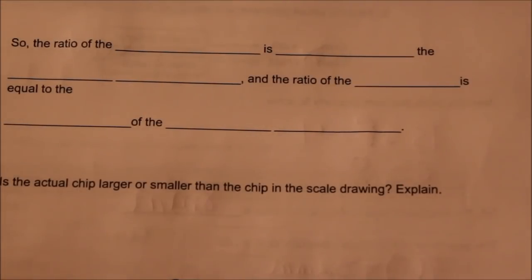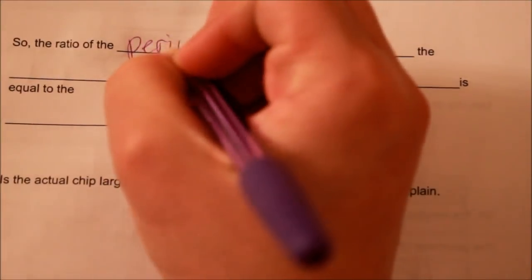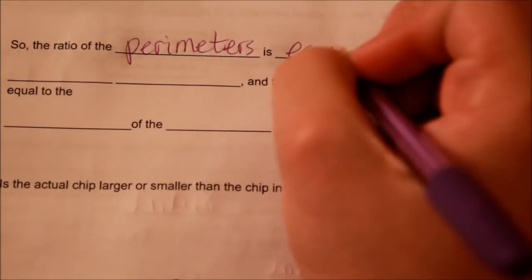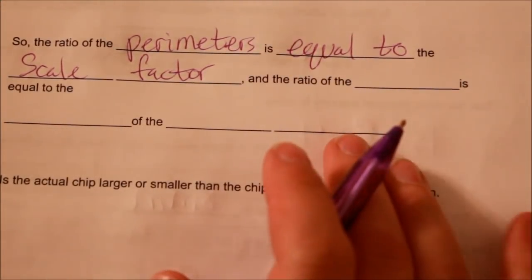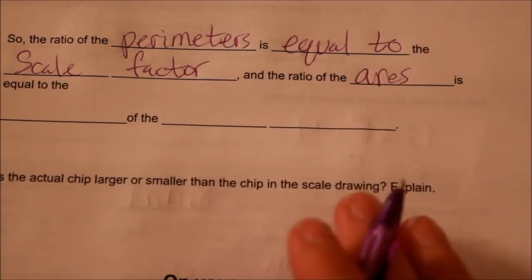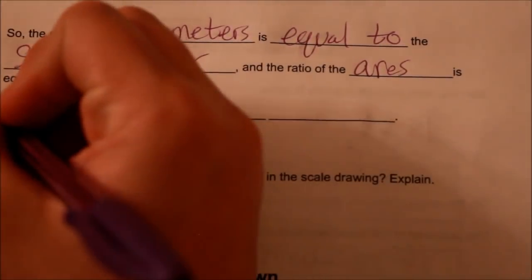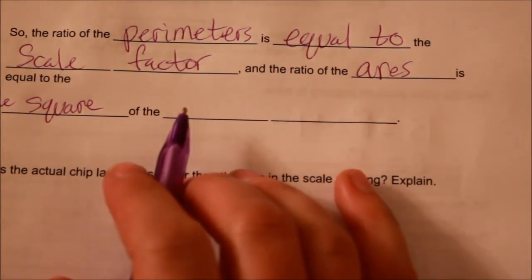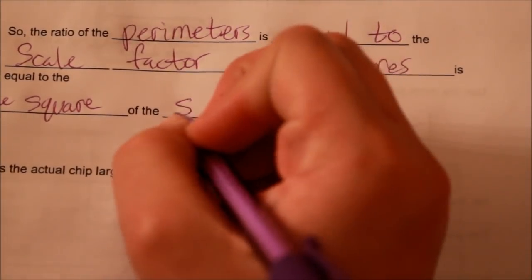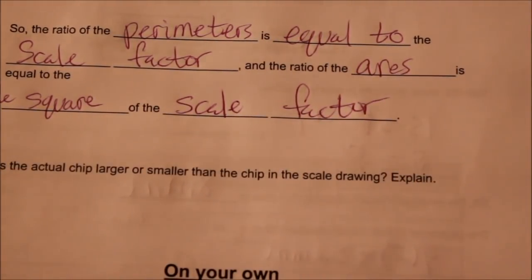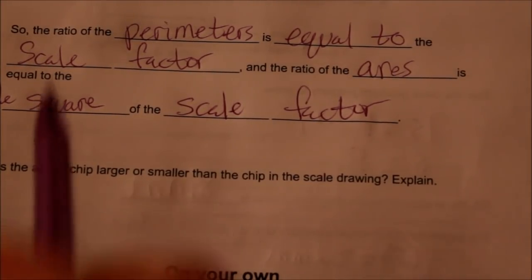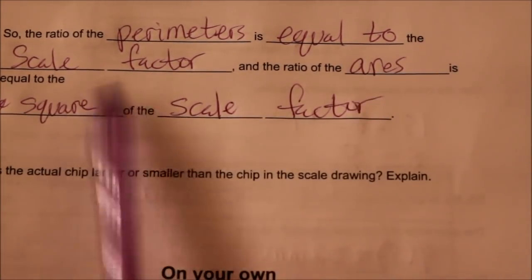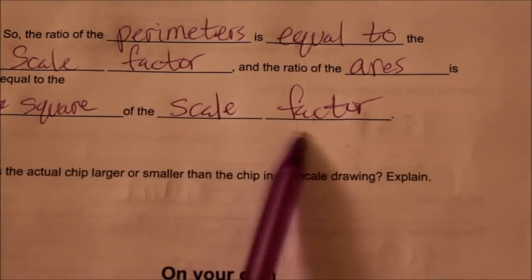So the ratio of the perimeters is equal to the scale factor, and the ratio of the areas is equal to the square of the scale factor.